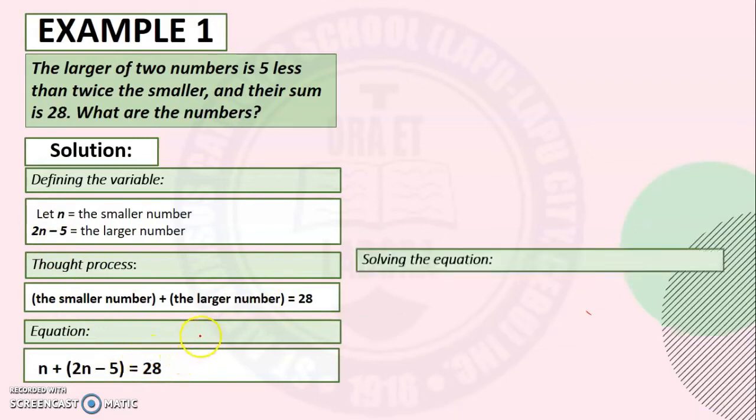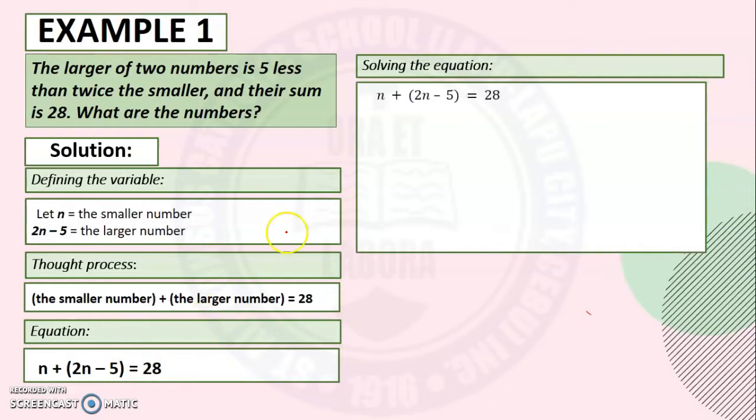Now let's solve the equation. Okay, first let's copy the equation. n plus (2n minus 5) equals 28. To solve this linear equation, we will simplify first. We will eliminate the parentheses. So this will become n plus 2n minus 5 equals 28.